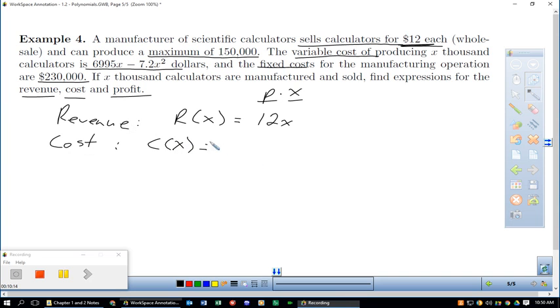Now notice there were two sets of words in here, variable cost and fixed cost. Variable cost just means it changes the more that you sell. So that is this part right here. It has a variable x. That's all it is, the variable cost. So 6,995x minus 7.2x squared. Now then there's also fixed costs. We're going to add this in here. The fixed cost is $230,000.